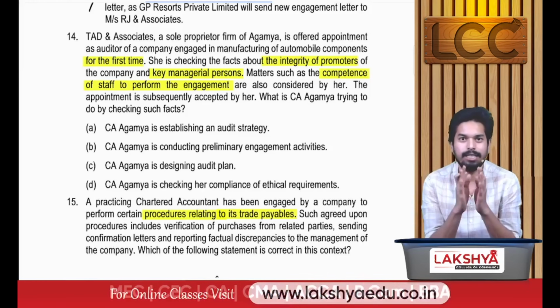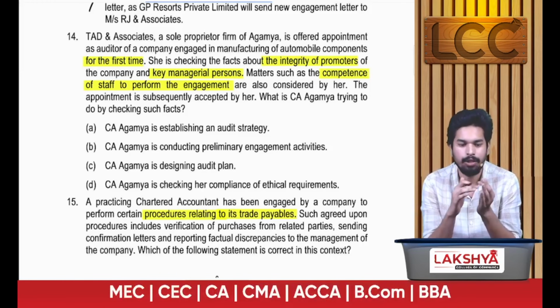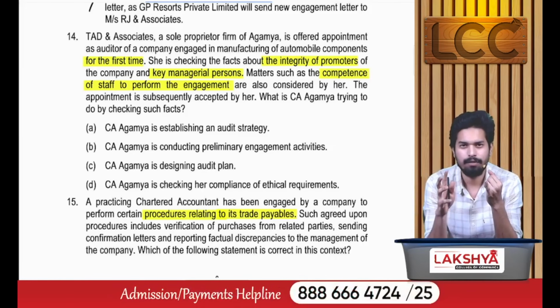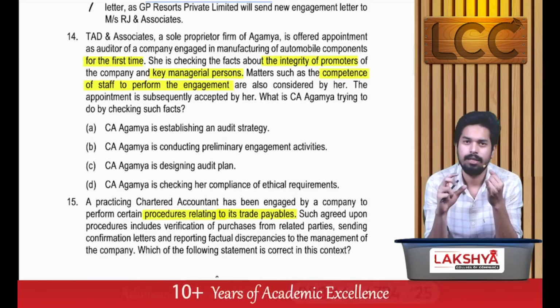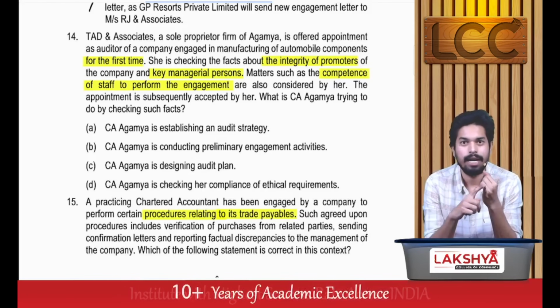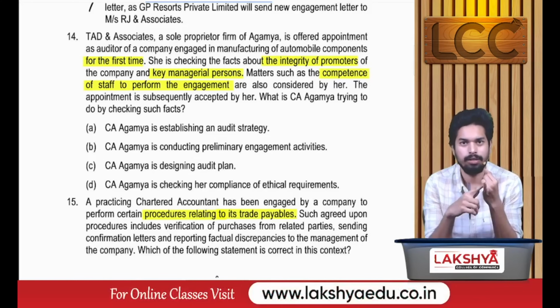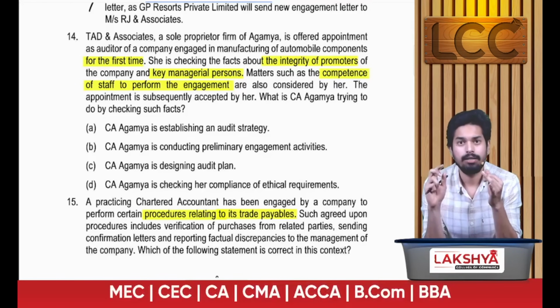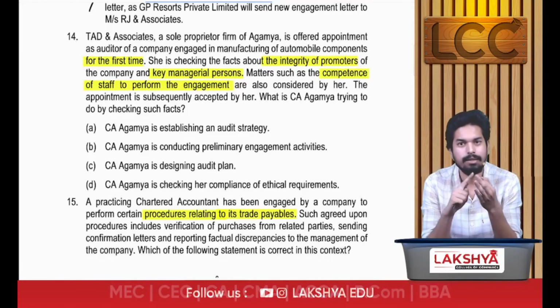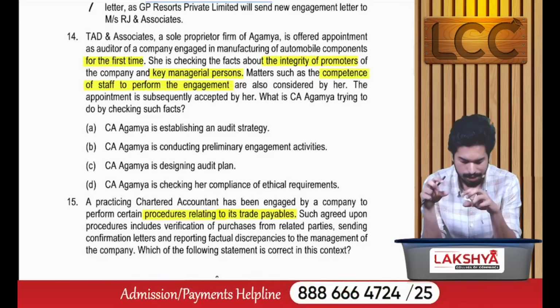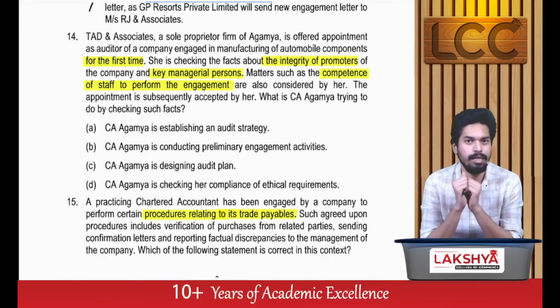See, here the fact checking is a preliminary engagement activity. Totally, we are having 3 preliminary engagement activities. 1, checking about the integrity of promoters, key managerial persons, competence of staff, and implications of matters that have arisen during the previous audit. This is one. And second one, checking the compliance of ethical requirements. And third one, understanding the engagement terms. So here, Agamya is trying to fact check the preliminary engagement activity.